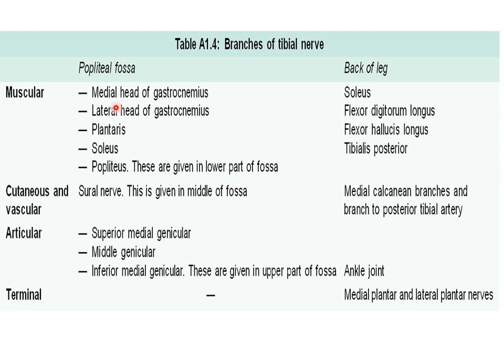So, muscular branches: it supplies the gastrocnemius, both the medial head and the lateral head. They are supplied by the tibial component of the sciatic nerve. Then it supplies the plantaris, the soleus and the popliteus. So these are the branches given in the lower part of the popliteal fossa.